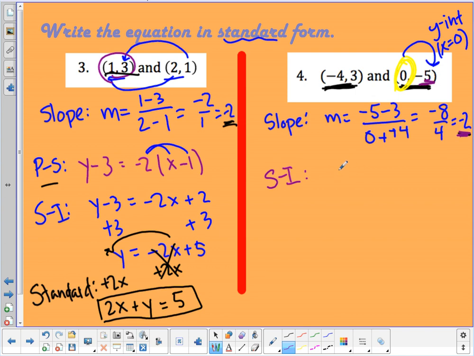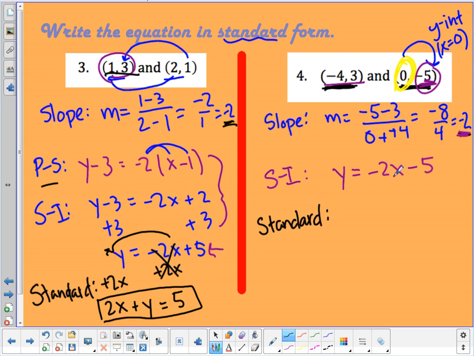So my slope-intercept form looks like this. I have y is equal to -2x minus 5. Okay, so I went straight to slope-intercept form. I got to skip this piece and I went straight to there because I already knew the y-intercept. Now, that doesn't mean you couldn't have done point slope with this one. You would have gotten the same answer. It's just nice to recognize the little shortcuts when we find them. But again, my goal is still to get to standard, so I'm not quite there yet.